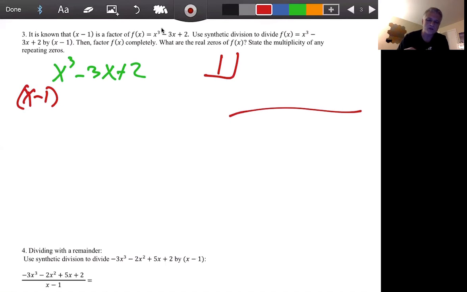Okay, so x cubed is a 1 in front of the x cubed. Minus 3x, and then plus 2. Now, if we did this, we would not come out with the correct answer, believe it or not. The reason is, this polynomial is just a little bit different. It's got an x cubed. It's got an x.